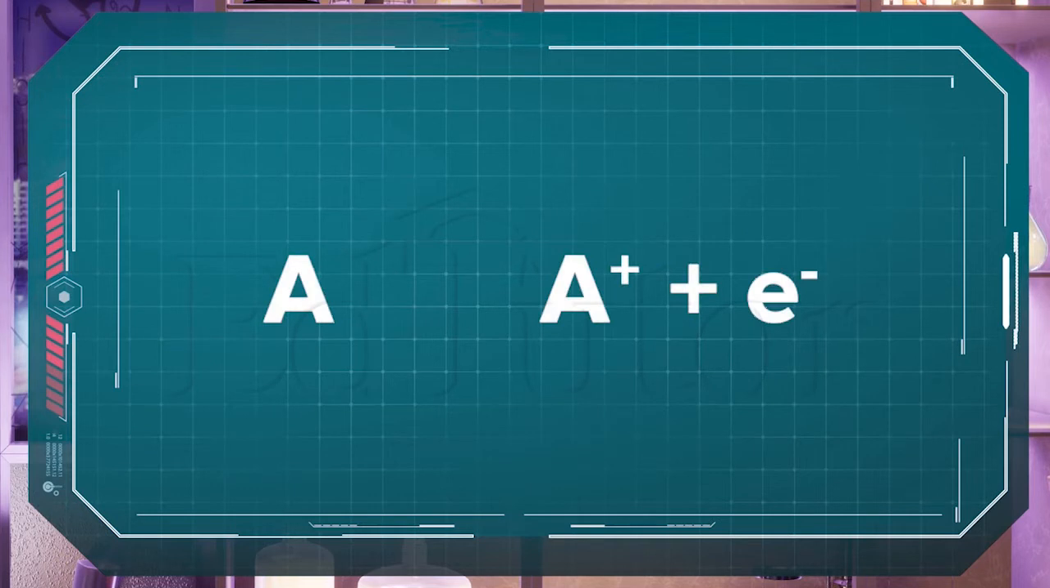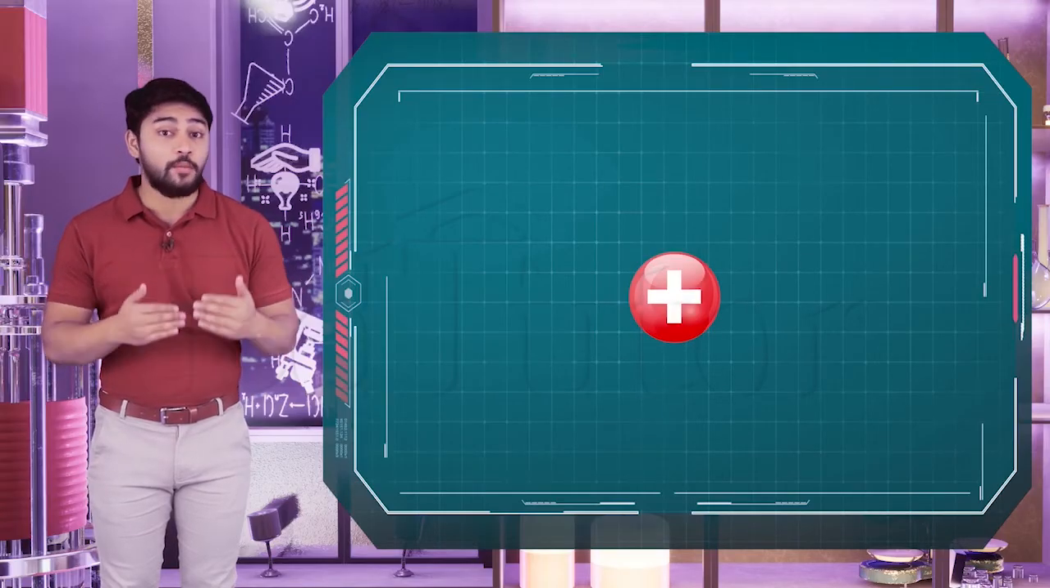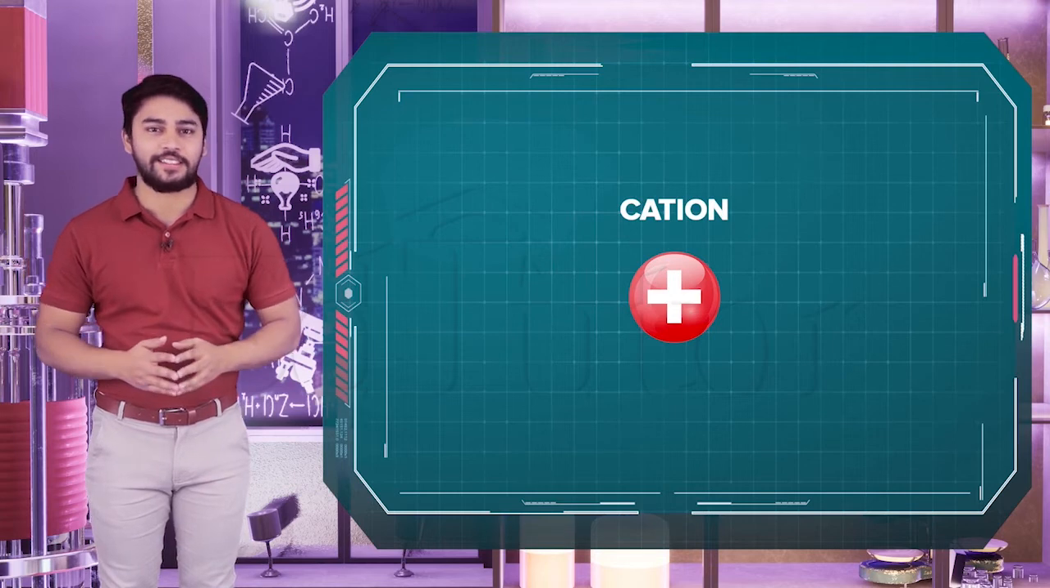As you can see, an atom A on the left side of the equation loses its electron, which is shown as e⁻ on the right-hand side of the equation, thus gaining a positive charge, A⁺, and becoming a positive ion. Positive ions are also known by a formal name, cations.